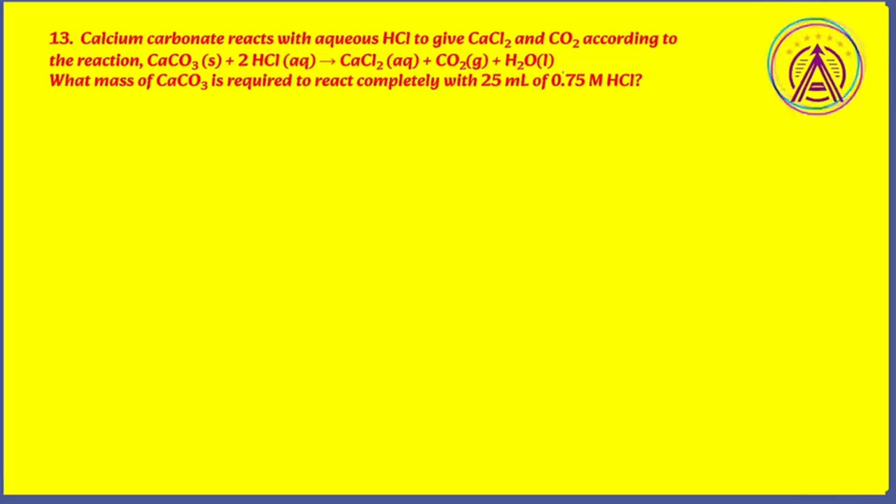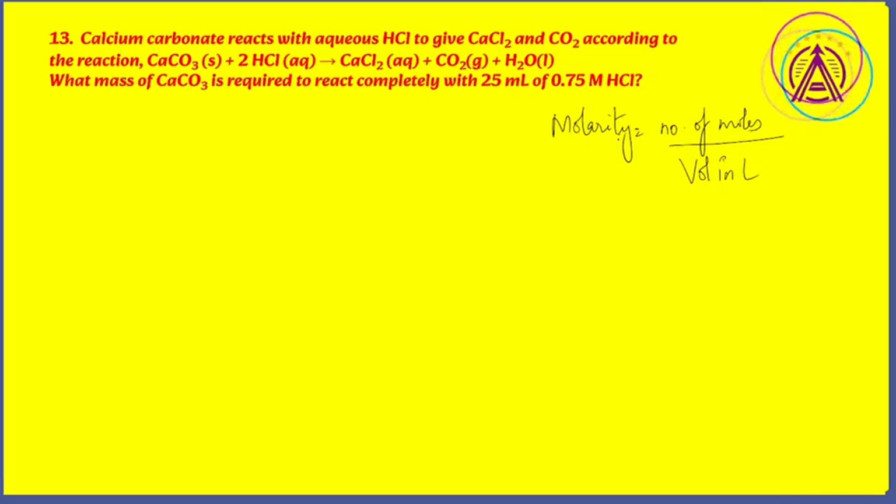So the reaction is given to you. You have to calculate what mass of calcium carbonate is required to react with 25 ml of 0.75 molar HCl. The question is slightly indirect over here. You are given the molarity of HCl. We know that molarity is nothing but number of moles divided by the volume in liters. Number of moles is not given to us, instead molarity is given.